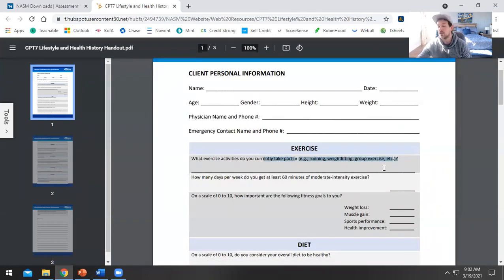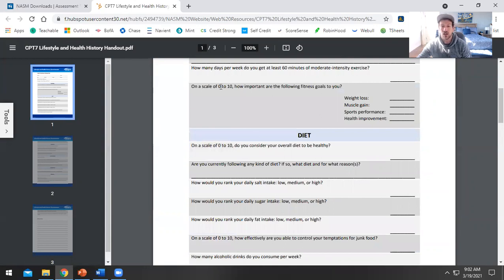It's like, what activities do you usually engage in? In terms of physical activity, do you run? Do you weightlift? Do you do group exercise? How many days per week do you get 60 minutes of activity? On a scale of 1 to 10, how important are these fitness goals to you? Like weight loss, muscle gain, sports performance, health performance, whatever.